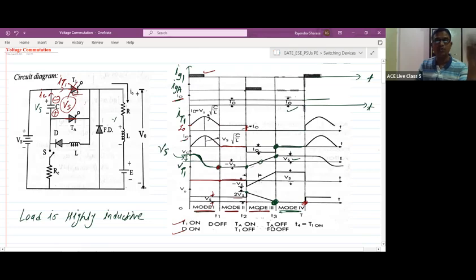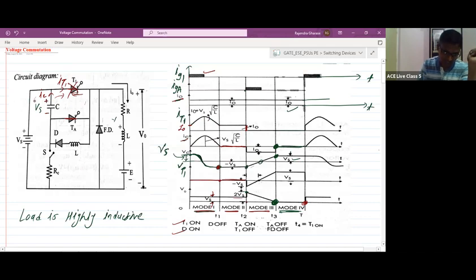During mode 4, what will happen? The capacitor is again charged to the polarity, like here it is plus, here it is minus. Okay, mode 4, I am saying. During mode 4, the capacitor has charged to the voltage of upper plate positive, lower plate negative. So the capacitor will try to discharge through this loop, but thyristor T1 is in off state, right? So the capacitor will not discharge through thyristor T1.